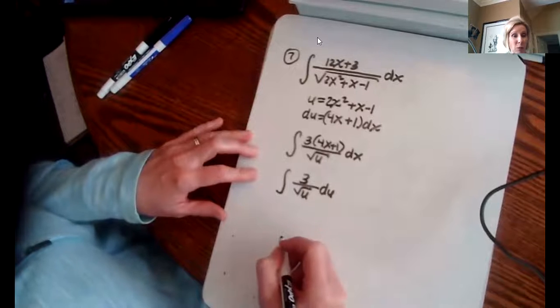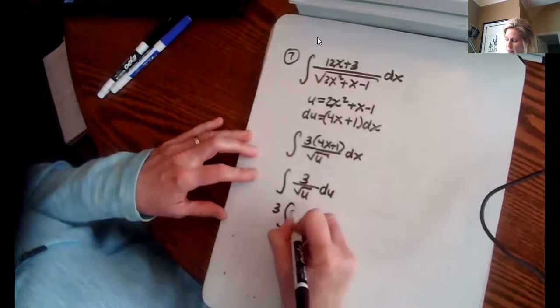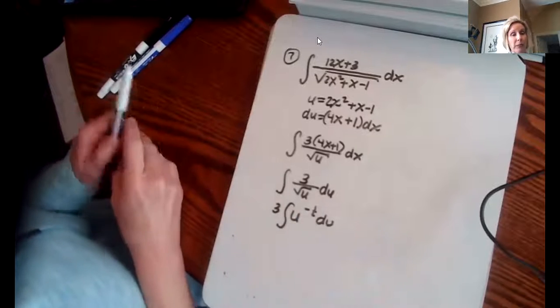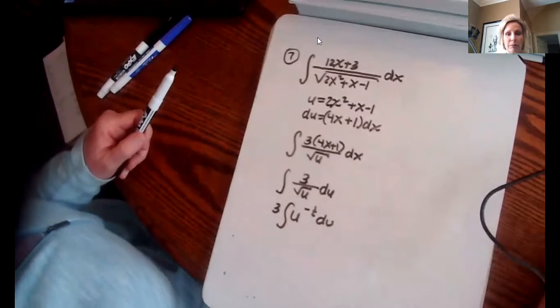So that means it's doable. So I would pull the 3 out and make it u to the negative 1/2 du. And now just use your exponent rules, your power rule.